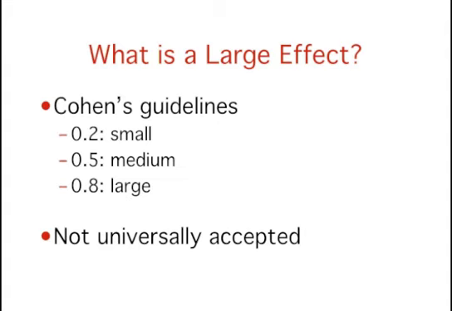It is natural to ask what constitutes a large effect. Although there is no objective answer to this question, the guidelines suggested by Cohen in 1988, that an effect size of 0.2 is a small effect, an effect size of 0.5 is a medium effect, and an effect size of 0.8 is a large effect, have been widely adopted. Based on these guidelines, the effect size of 0.87 is a large effect. It should be noted, however, that these guidelines are somewhat arbitrary and have not been universally accepted.